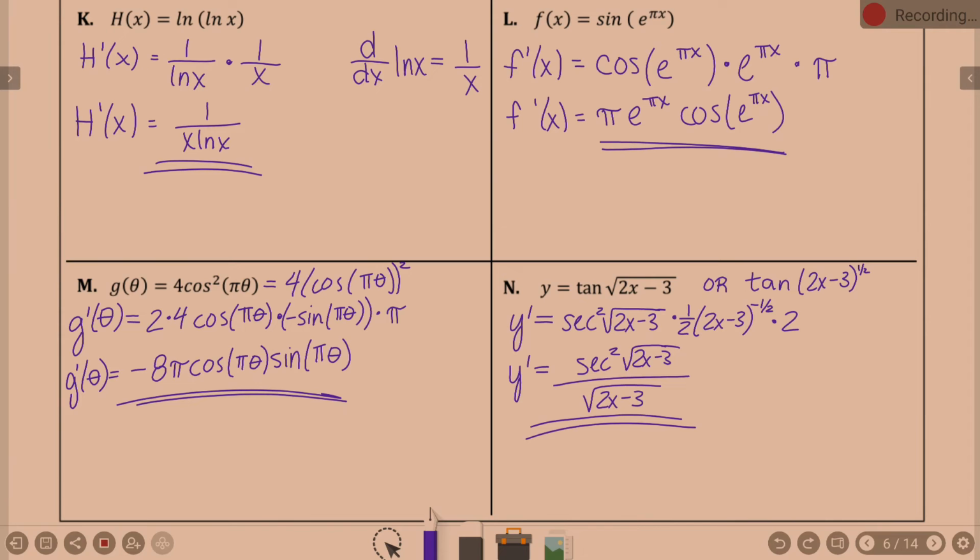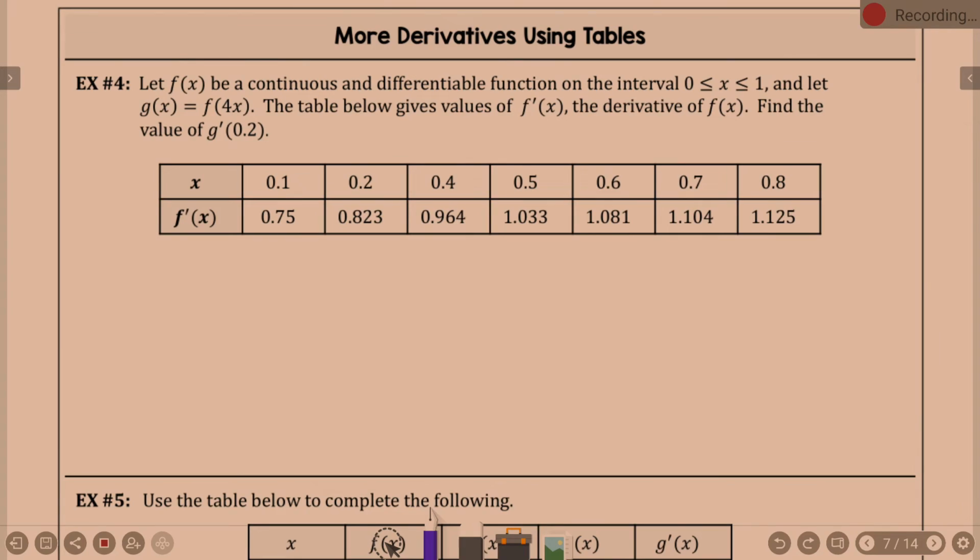3 pages down. Okay. Let f be a continuous and differentiable function. Why do they have to tell me that? If they don't tell me it's continuous and differentiable, I don't know if I can do the derivative with this table. Okay, so there's a reason they're telling us that. On the interval from 0 to 1, let g of x be f of 4x. The table below gives values of f prime of x, the derivative of f of x. Find the value of g prime of 2/10.